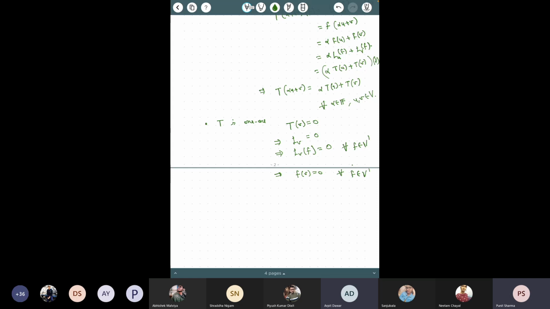Identity map is always between the same space, right? It should always be from the domain to the codomain, and the codomain should also be equal to the domain. Then only you can talk about identity map. Here f is a functional, that means it's a map from V to F. So why is this 0?